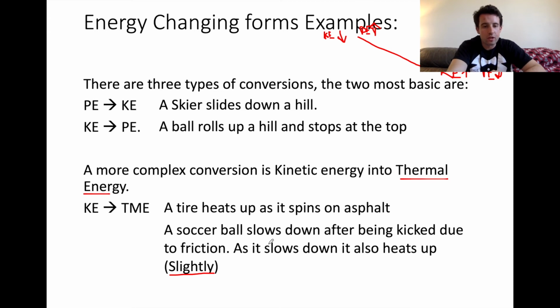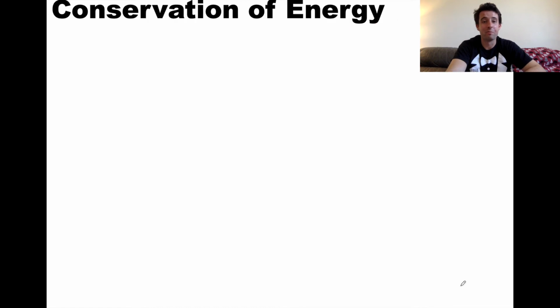Oh, and fun fact, if you want to read what happens to a baseball thrown at 90% the speed of light, there's a little link on the PowerPoint that you guys have access to. So take a look at that. It's really cool, really fun. It has to do with thermal energy and kinetic energy. I think it's cool. Okay, so let's look at our conservation of energy.